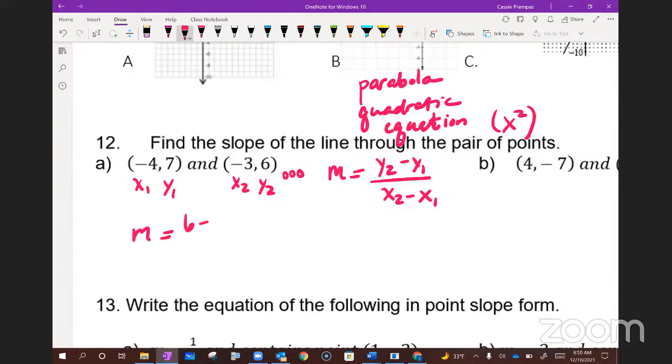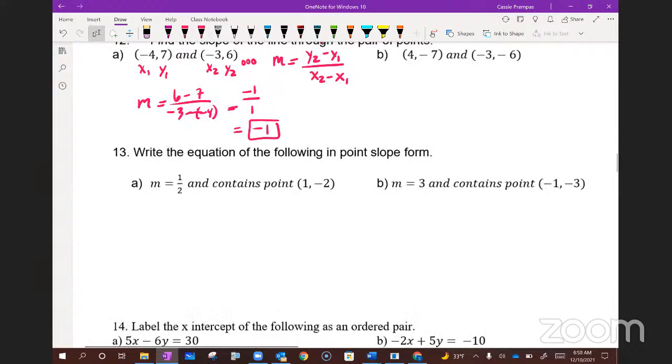So that would be 6 minus 7 over -3 minus -4. 6 minus 7 would create -1. A minus and negative does create a positive. So -3 plus 4 gives me just 1. And so that simplifies to -1.